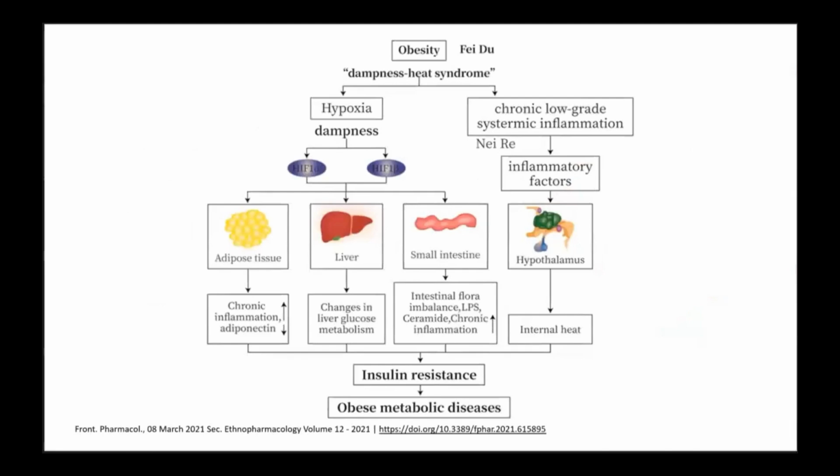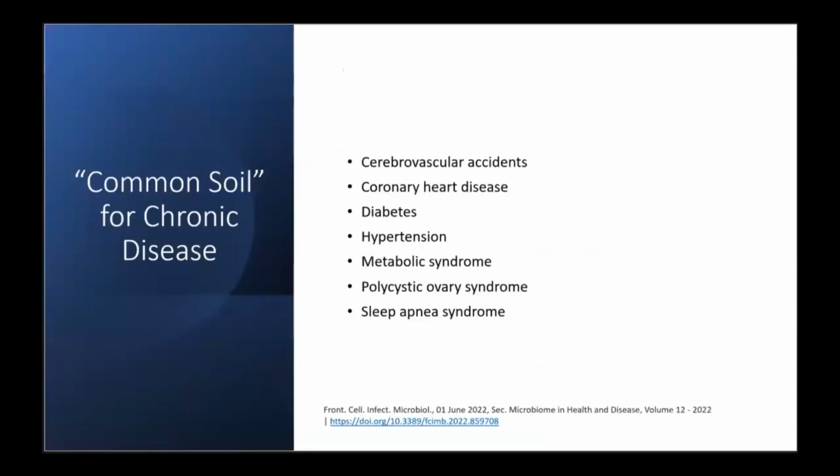Here's where you can see this little diagram. The bottom is insulin resistance and obese metabolic disorders. At the top is obesity, right, with the FFA, the lipotoxicity. And there's dampness heat syndrome leading to hypoxia on the left, systemic low-grade inflammation on the right. And moving down through the organs, you see what happens there. Common soil for chronic disease.